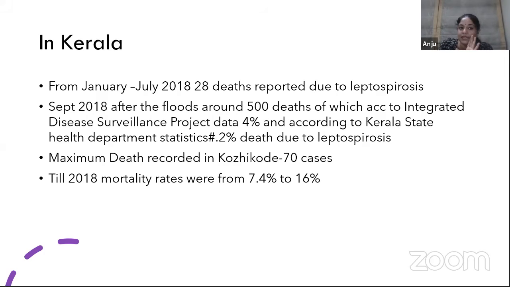In Kerala, not many studies have been done in recent years, but in 2018, from January to July, 28 deaths were reported due to leptospirosis. After the floods in September 2018, there were 500 deaths, of which, according to the Integrated Disease Surveillance Project, 4% was attributed to leptospirosis, and by the Kerala State Health Department, 2%. The maximum deaths were recorded in Kozhikode district. Until 2018, mortality rates varied from 7.4% to 16%.